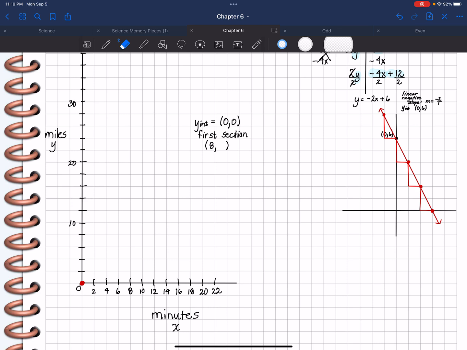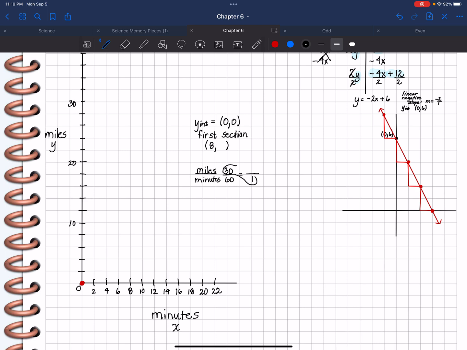Let me think how best to do it. I think I'm just going to use ratio and proportion. All right, so we know that she is traveling 30 miles in 60 minutes. Remember, we're doing miles and minutes. So 30 miles in 60 minutes. How far could she travel in 1 minute? Let's do it that way.